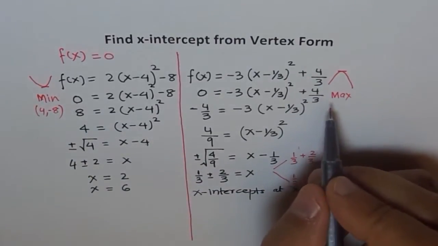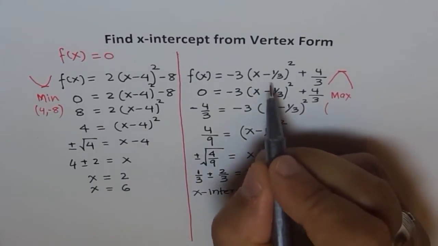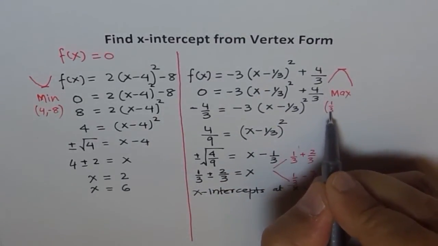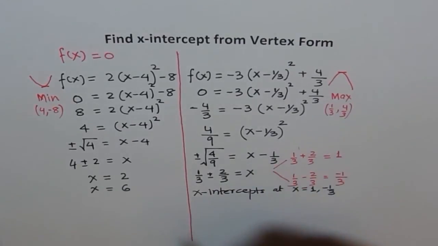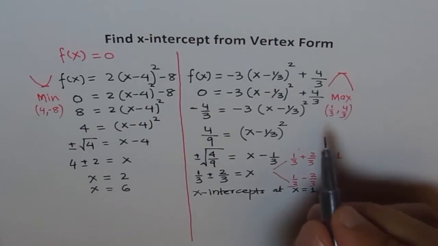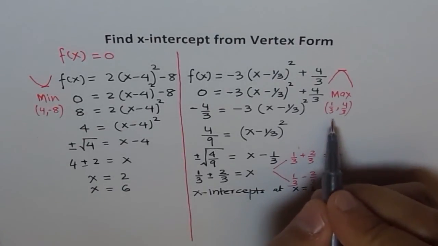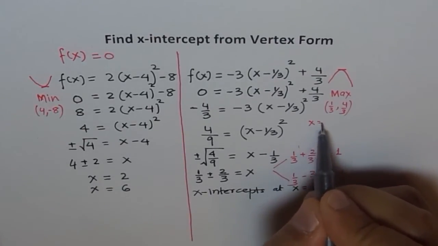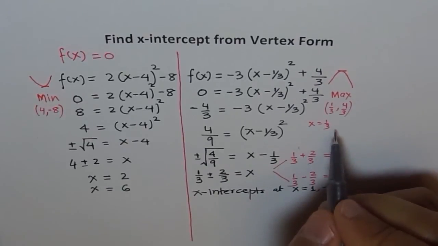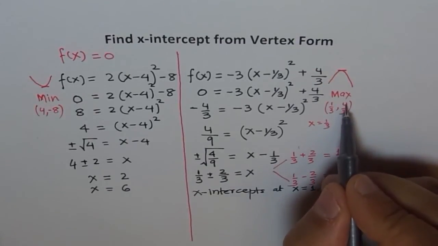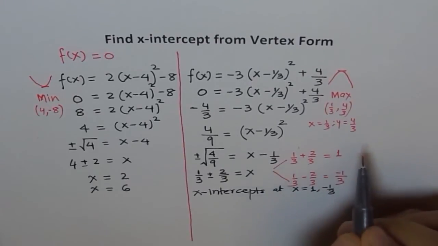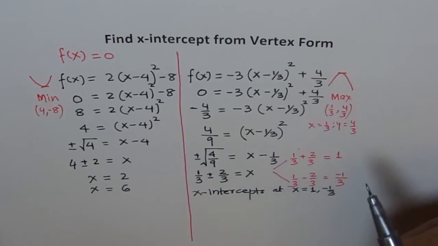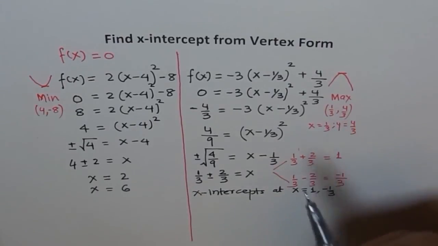Now here again, what is the vertex here? The vertex here is 1 over 3 and 4 over 3. So these are the x and y coordinates of the vertex, correct? In this, at which point do you have the vertex? At x equals 1 over 3. And what is the value of the vertex? The value of the vertex is this, 4 over 3. That is y equals 4 over 3. Do you understand? So this y value is the value of our actual maximum of the parabola.